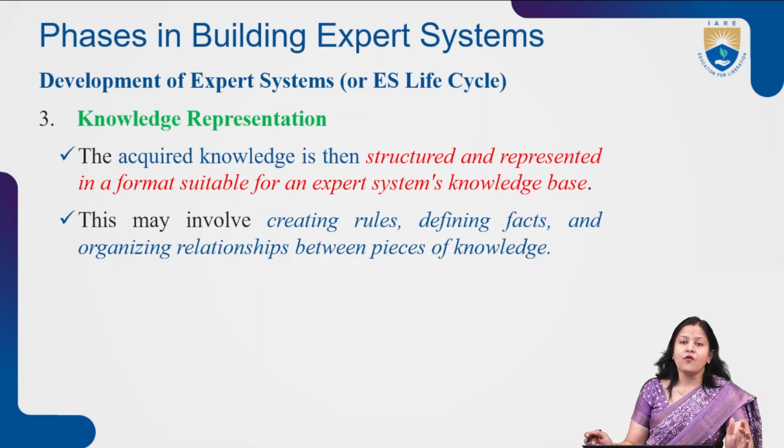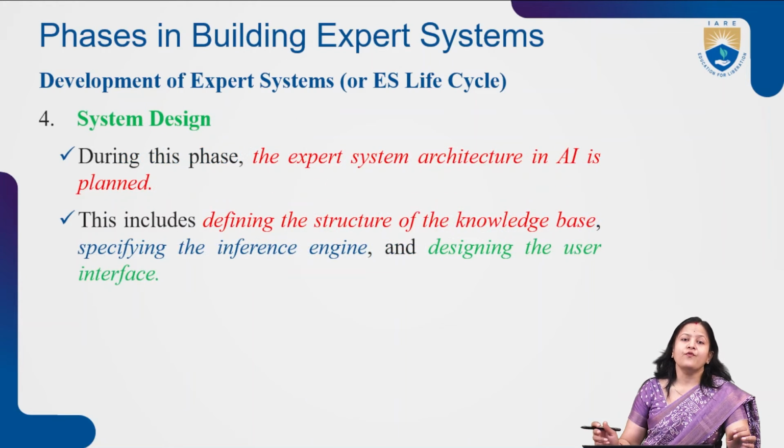This may involve creating the rules, defining the facts, and organizing the relationships between the pieces of knowledge. Then in the fourth step, the architecture, during this phase the expert system architecture in artificial intelligence is planned. That is what I discussed when I discussed all the 12 points. Architecture means the overview idea of the expert system will be planned, and this includes three important components. What are the three important components?